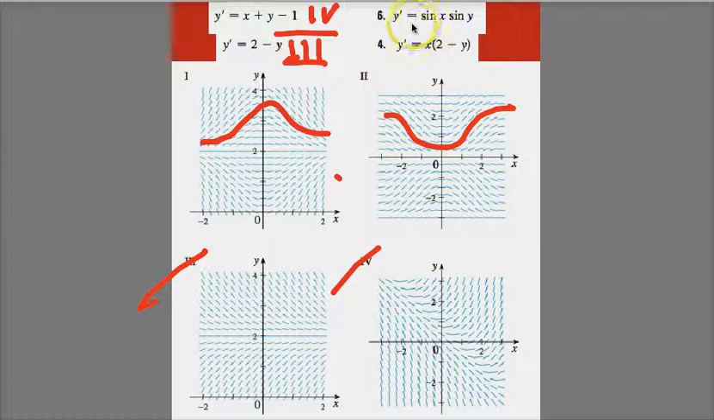So when sine is 0, we'll get 0. So at the origin, this should be 0, and at all values of y along the y-axis and along the x-axis, the slope should be 0. And we get that. But we also get that here. So that can't be the deciding factor.